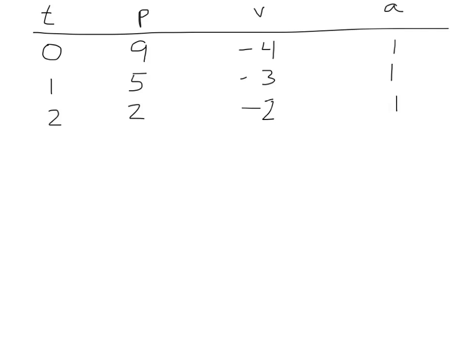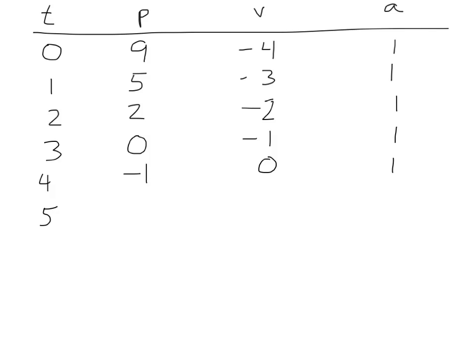If you think you've got the hang of that, see if you can fill out the next 2 or 3 rows on your own, and then check in with me, and we'll make sure that we're doing it right. So at time 3, the position will have moved to 0. My velocity will have moved to -1. My acceleration will still be 1. At time 4, velocity is still -1, so my position will go to -1. Velocity will be 0, and acceleration will still be 1.